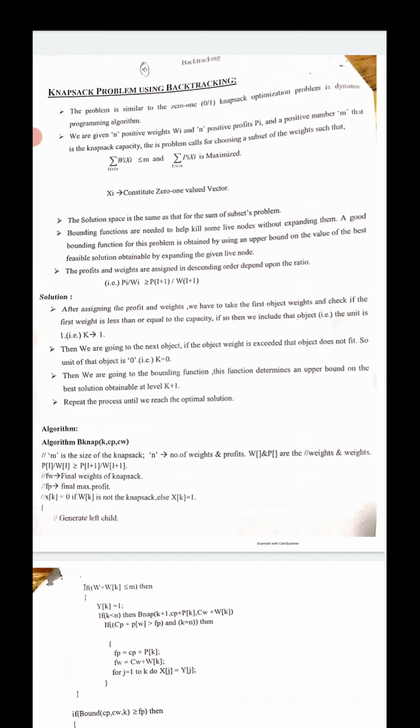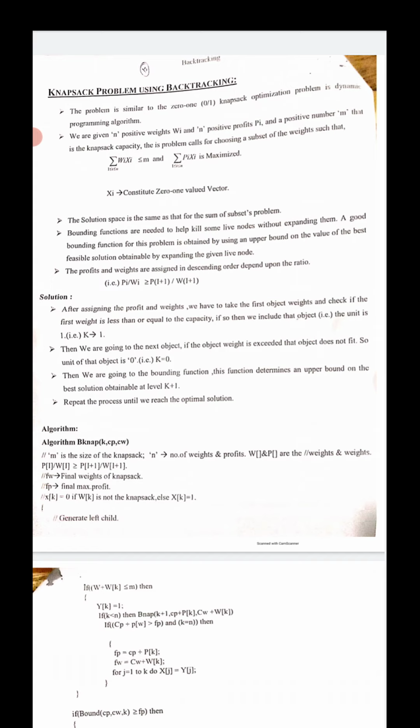So repeat this process until we reach the optimal solution, in the sense the best solution. Now coming to the algorithmic representation of the bounding knapsack problem. Look at the algorithm here: Algorithm BKnap, a bounding function for the knapsack problem.